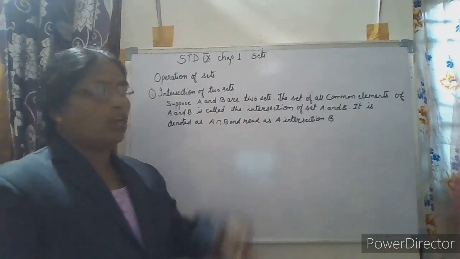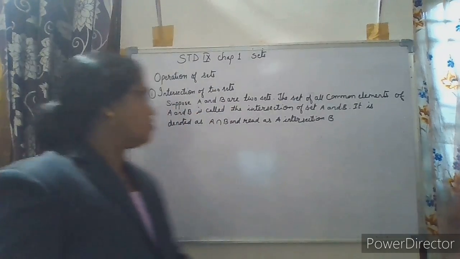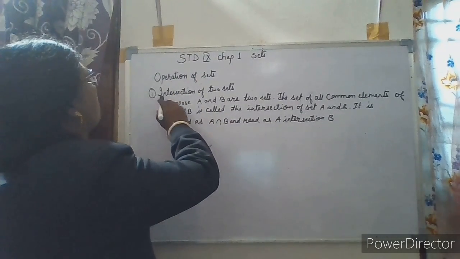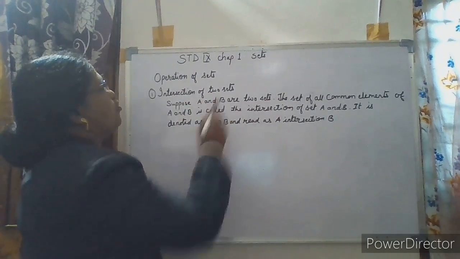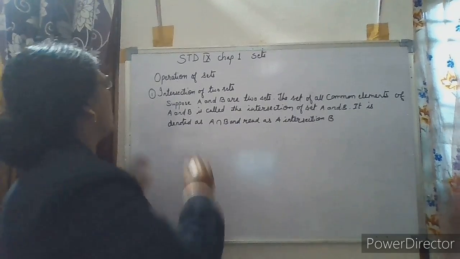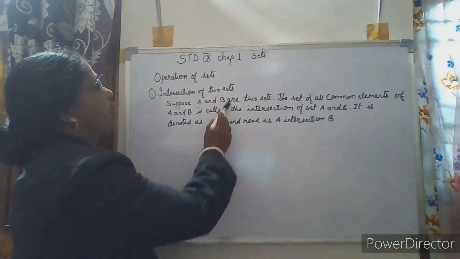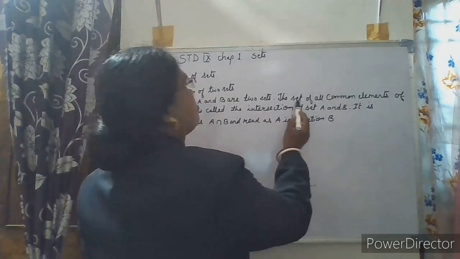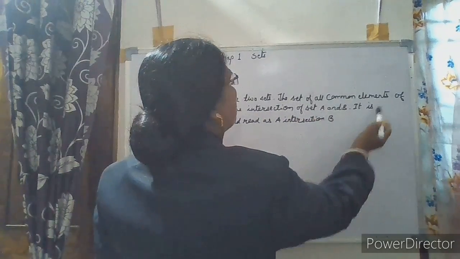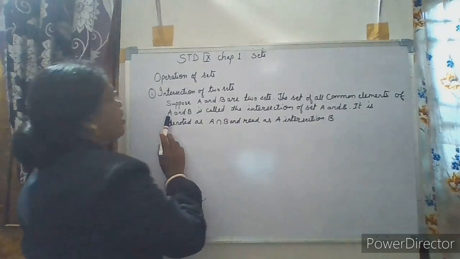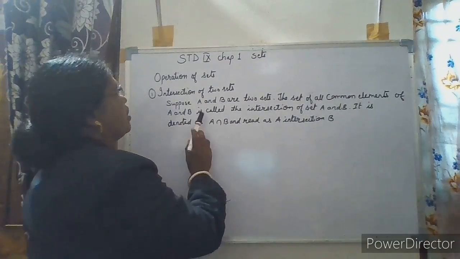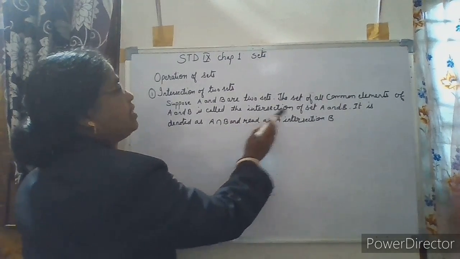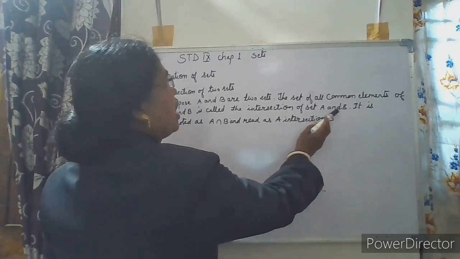Today we are going to learn operation of sets. First operation is intersection of two sets. Suppose A and B are two sets, two different sets. The set of all common elements of set A and set B is called the intersection of set A and set B.